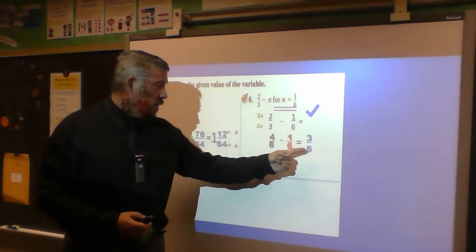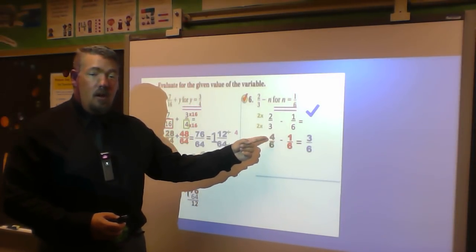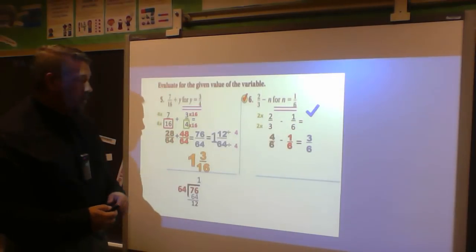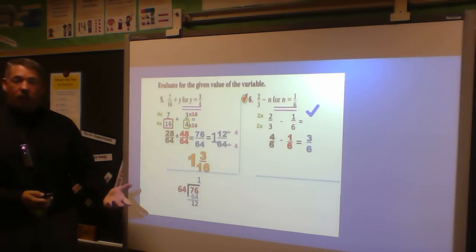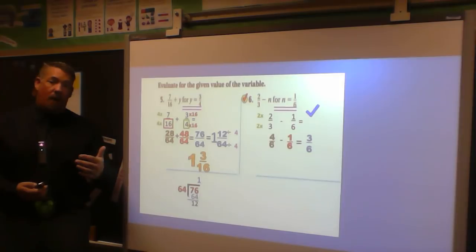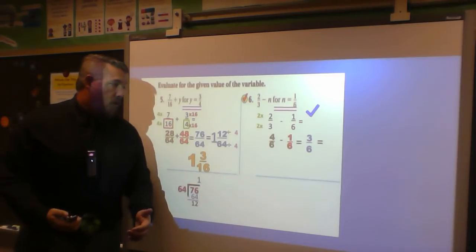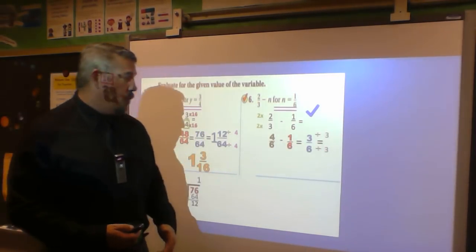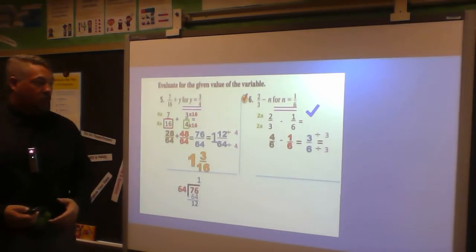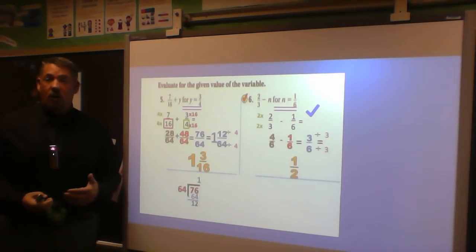So I have to have 6, and then I check, I am subtracting, so 4 minus 1 is going to give me 3. Now I know that I'm going to have to reduce because I know that 3 automatically goes into 6. So I'm going to reduce by 3s, and 3 will go into 3 one time, and 3 will go into 6 2 times, which gives me a final answer of 1/2.